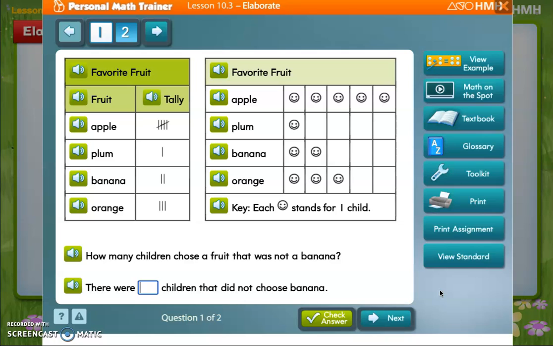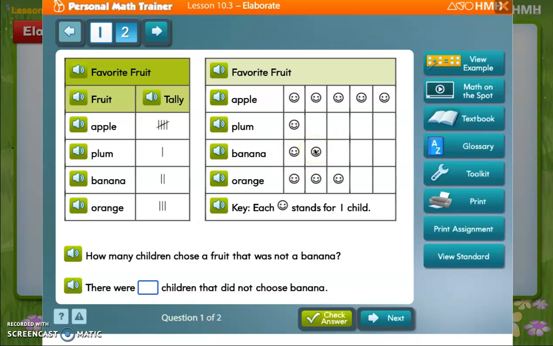Okay, so by looking at both the tally chart and the picture graph, we see that 2 people picked banana. So we're going to count, and that's the great thing about a picture graph, it helps us count better instead of counting all those tally marks. So we're going to count all the smiley faces on the picture graph except for the 2 that are in the banana section. We're just going to act like they're not even there.